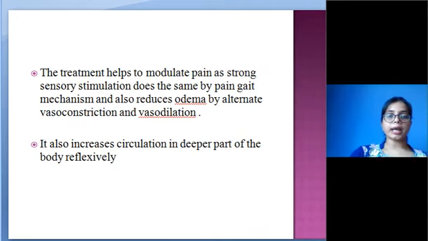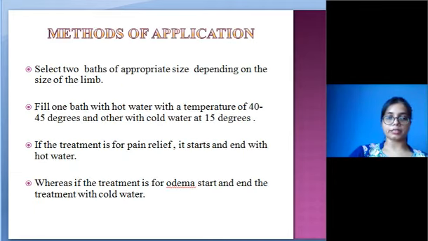Now, the treatment helps to modulate pain by the pain gate mechanism. We are providing a strong sensory stimulus that will close the pain gate and therefore modulate the pain. Whenever we are immersing any part in cold water, that will lead to vasoconstriction, and then alternate immersion in the hot water will lead to vasodilation. So this alternate vasoconstriction and vasodilation will help to reduce the edema due to the pumping effect. Also, it will increase the circulation in the deeper part of the body reflexively.